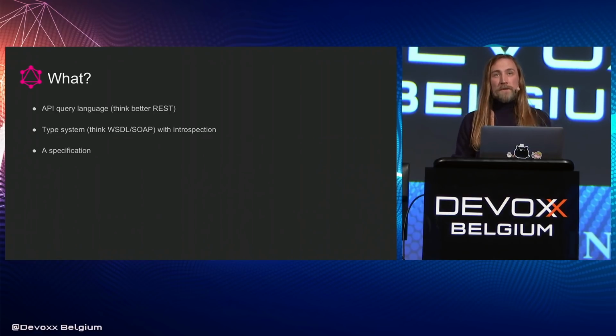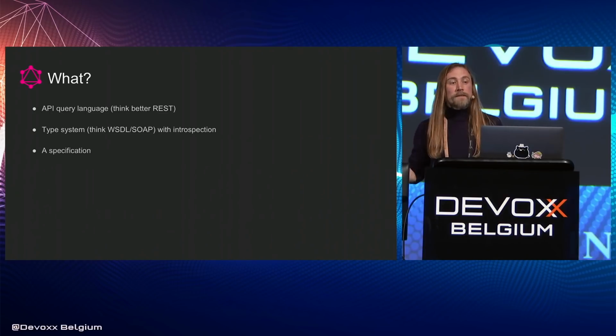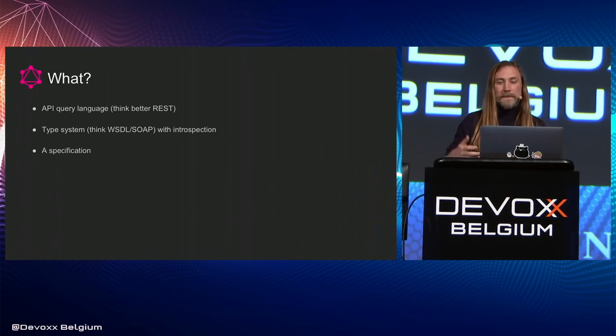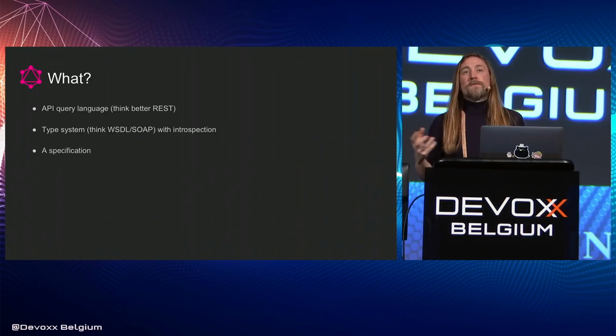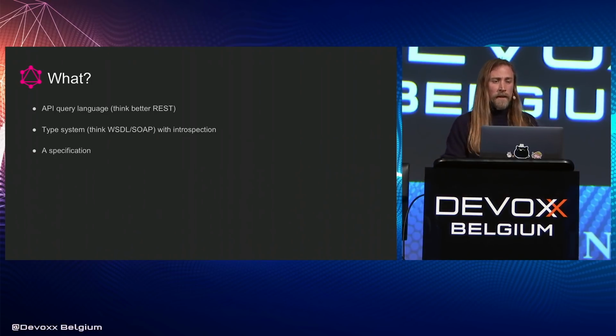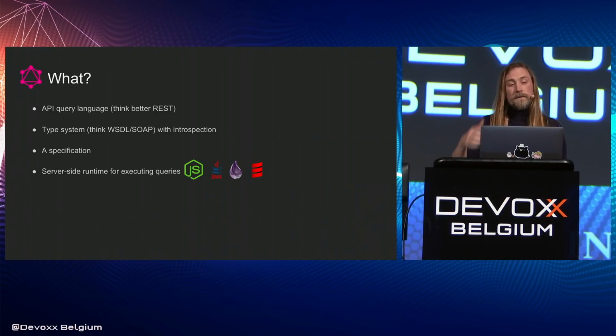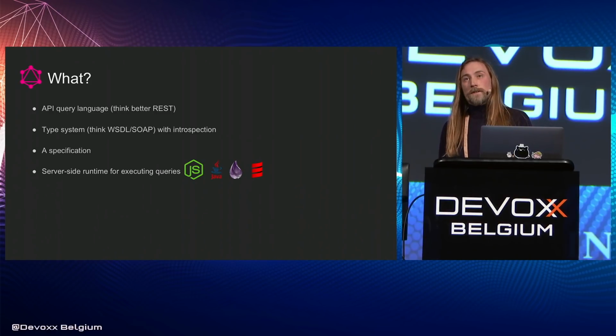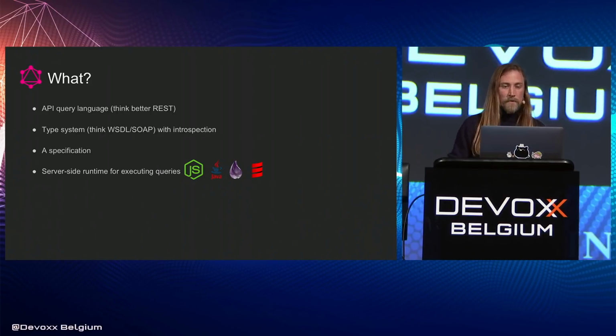It is based on a specification, unlike REST, for example, which is an architectural style more than a formal specification. GraphQL is a specification, which means that any compliant server will behave in a known way, which means any compliant client can talk to any server, because they know how they communicate. The implementation of that spec is a server-side runtime for executing queries. The implementations exist for any language you might care about. Of course, we'll be talking Java here, but for anything.